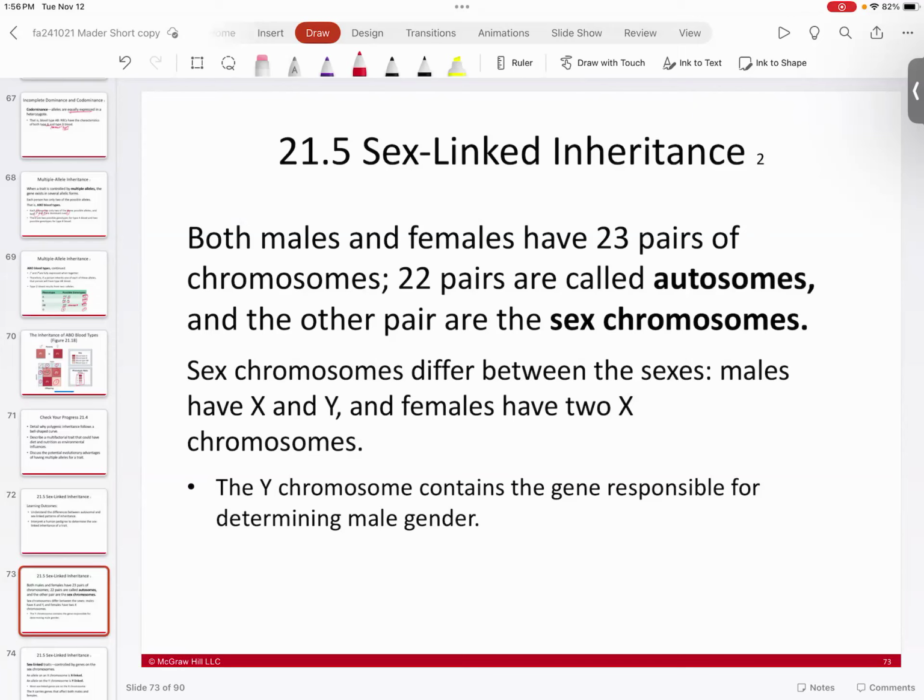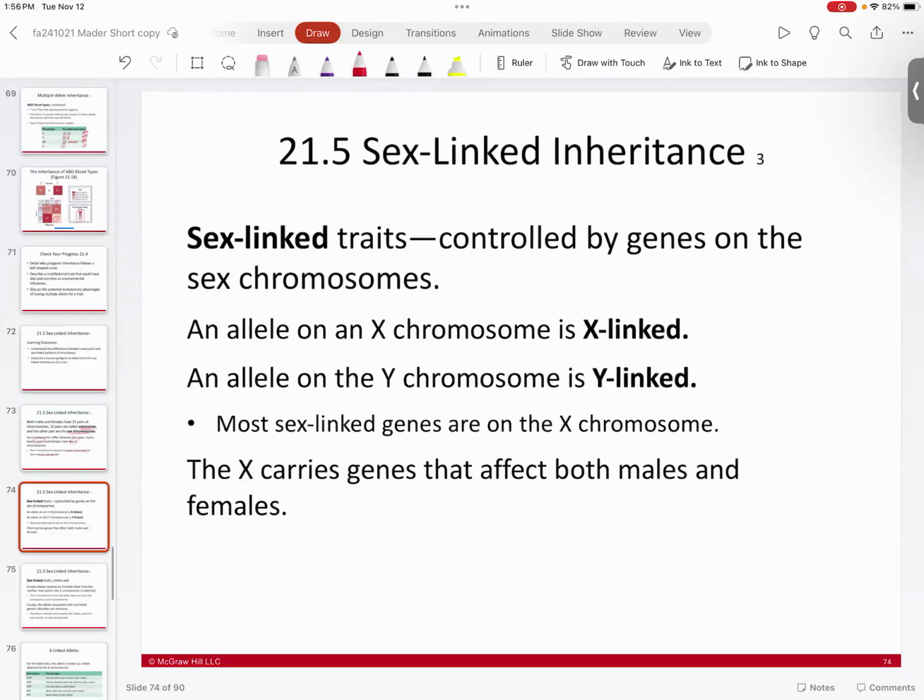So let's take a look at sex-linked inheritance. All right, so what about inheritance with the X and the Y? We've been talking mostly about the first 22, the autosomes. When you take a look at males and females, we have 23 pairs of chromosomes. The first 22, 1 through 22, are what's referred to as autosomes. That's the reason why we talk about autosomal dominant and autosomal recessive. The other two are the sex chromosomes, the X and the Y. Males will have an X and a Y, females will have 2 X's. The Y has the gene that is the male determiner, so the Y confers maleness in humans.